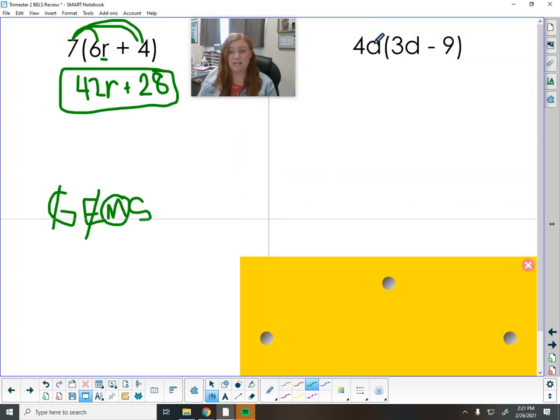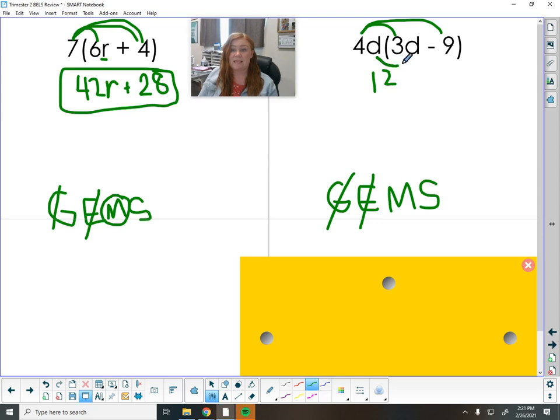Next, we have 4D times a group of 3D minus 9. So again, we want to always follow our order of operations. We have groups, but we can't combine D and 9. So groups are done. No exponents, so we are looking for multiplication. So we have multiply here. We're going to give. So 4 times 3 is 12. And D times D is D squared. Then we have minus 4 times 9 is 36.